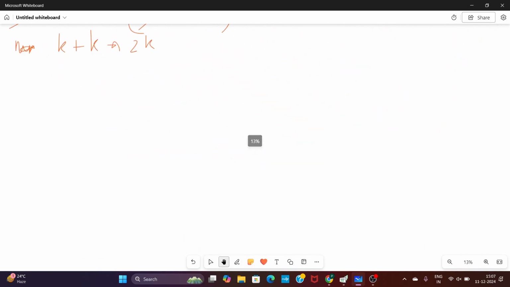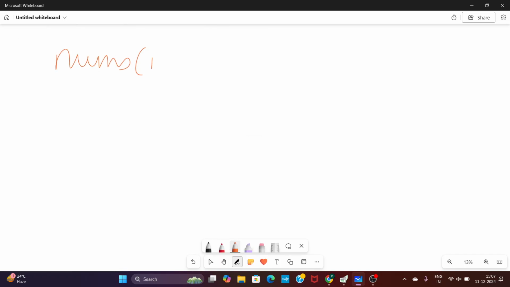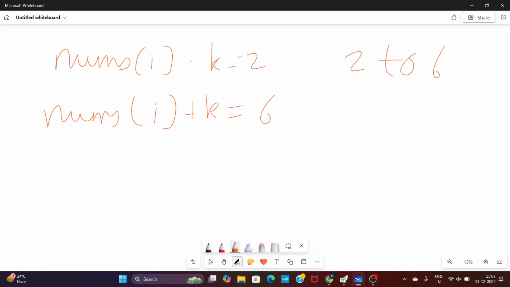Now, for example, let's suppose your nums of I minus k is 2, and your nums of I plus k is like 6. If you want to find the numbers between 2 to 6, how will you find? Just simply subtract 6 minus 2.